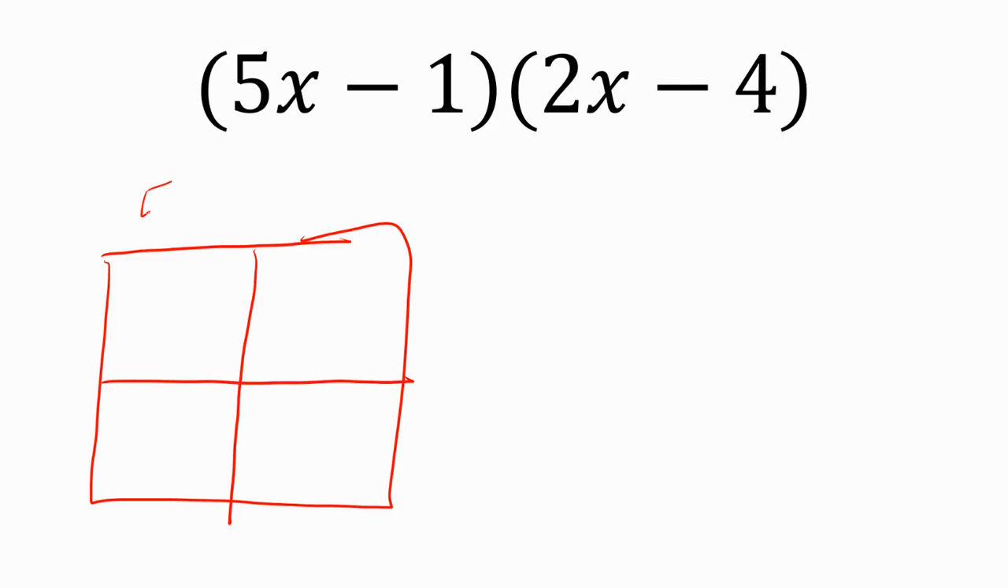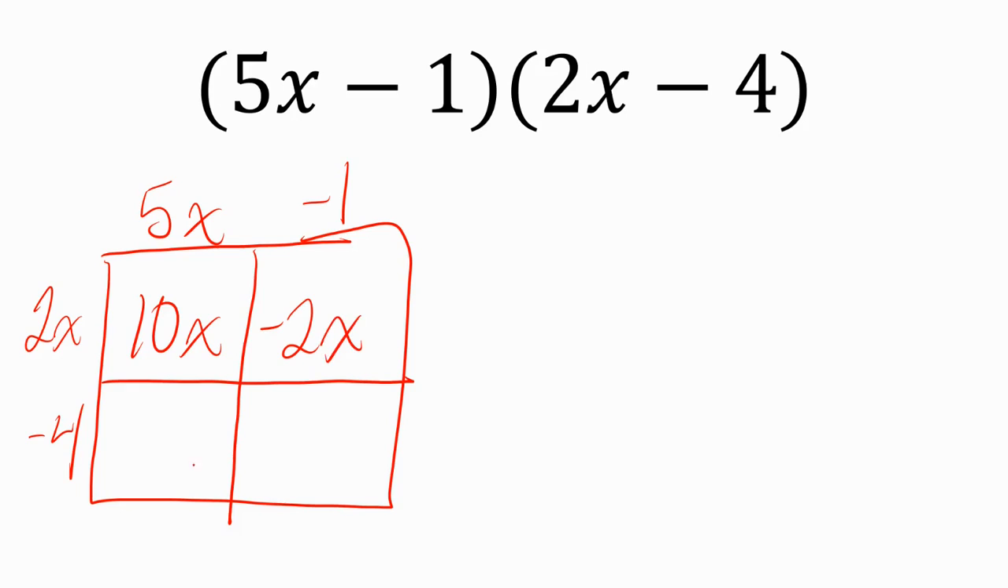And then on the top, they put 5x here, and they put -1 here. And then along the side, they put 2x here, and they put -4 here. And then they went through and they filled in each of these boxes. So this first box, they said 2 times 5 is 10, and x times x, they put x. This second box, they did -1 times 2x, they got -2x. This box here, they did 5x times -4 and got -20x. And then this box here, -4 times -1 is +4.